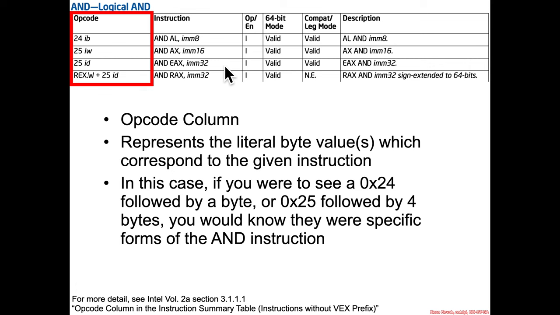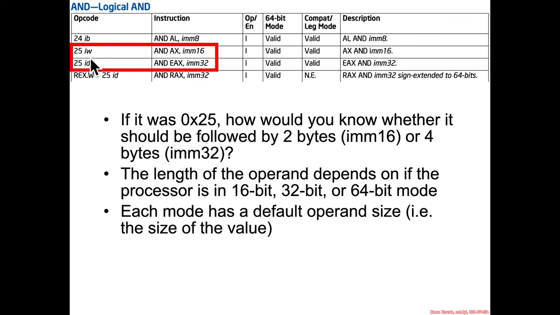But how do you actually know the difference between those two? When a CPU is chugging along, reading byte after byte, trying to figure out how to decode these assembly instructions, how does it know whether 25 should have 2 bytes after it for a 16-bit value, or 4 bytes after it for a 32-bit value? Well, the answer is that it depends on which mode the processor is executing in right now. If it were executing in 16-bit mode, then it would expect 2 bytes after 25. And if it was in 32 or 64-bit mode, it would expect 4 bytes after it.